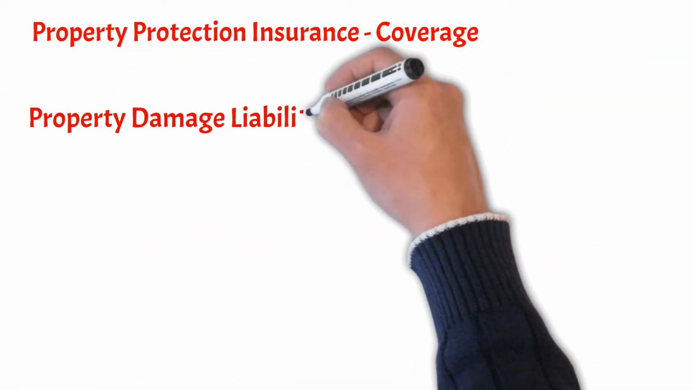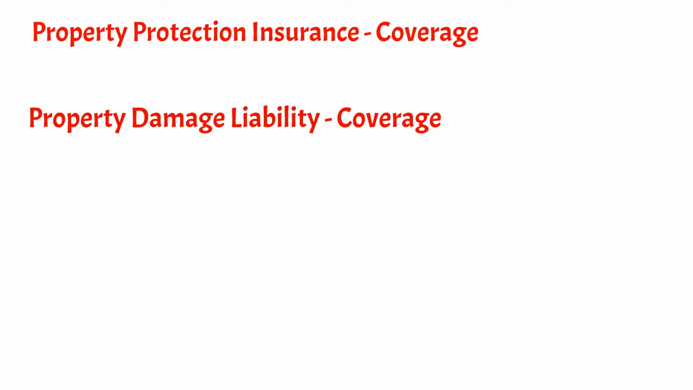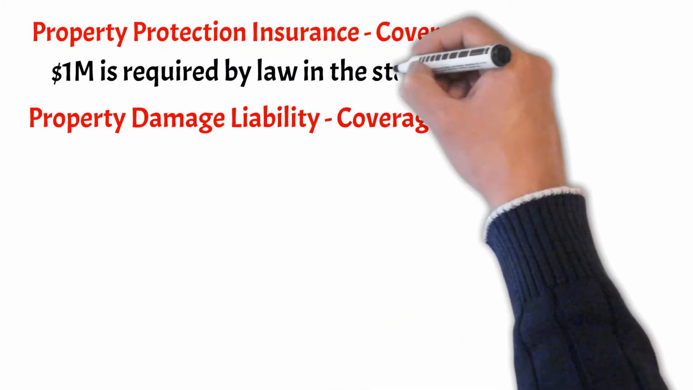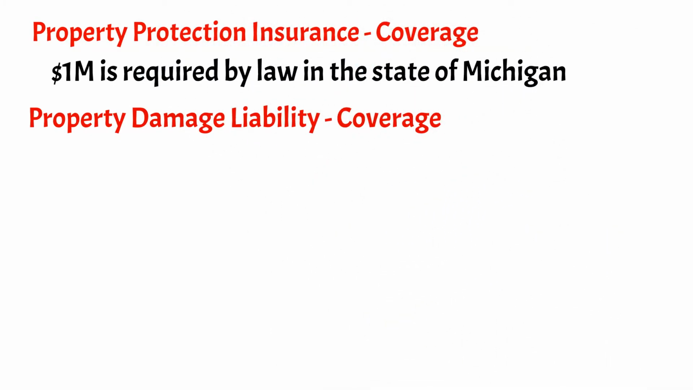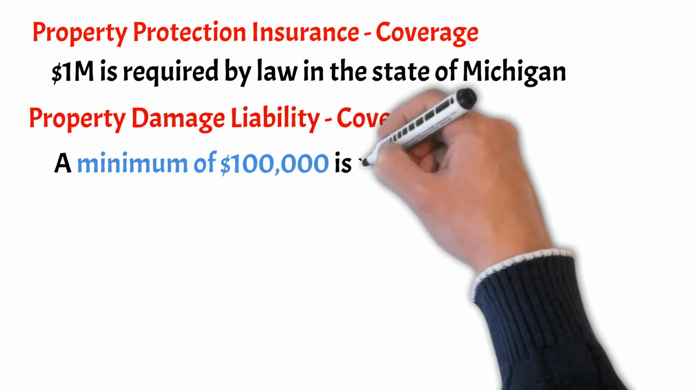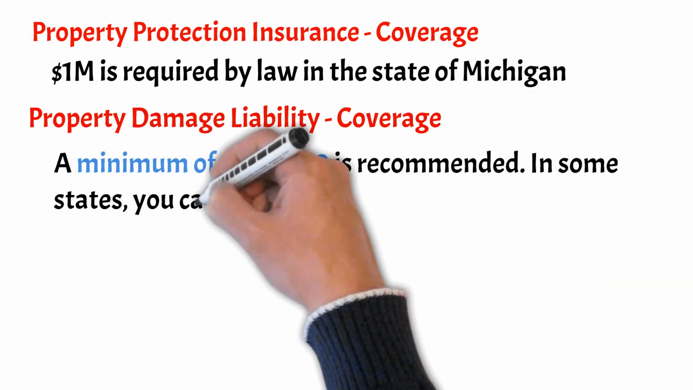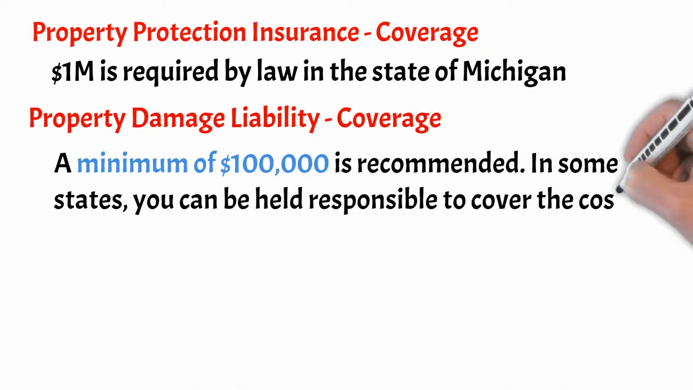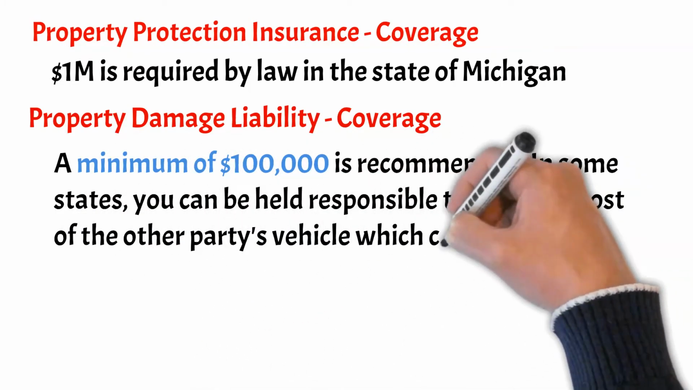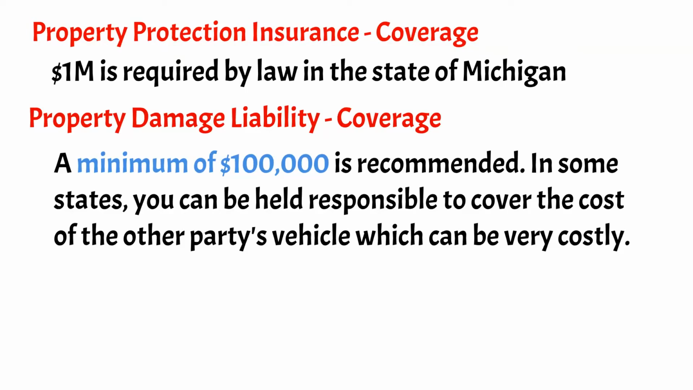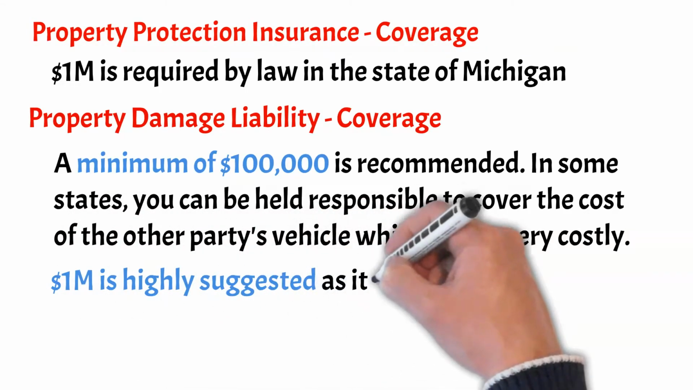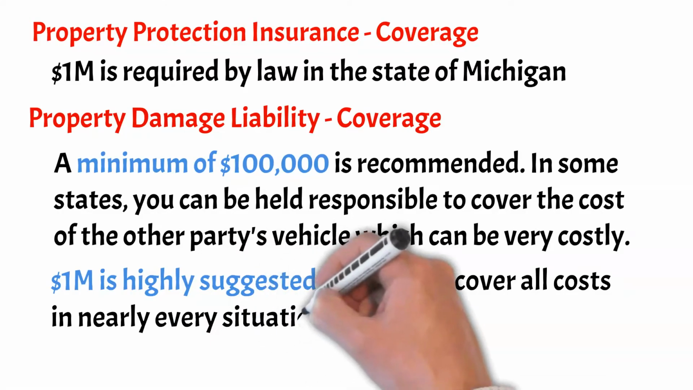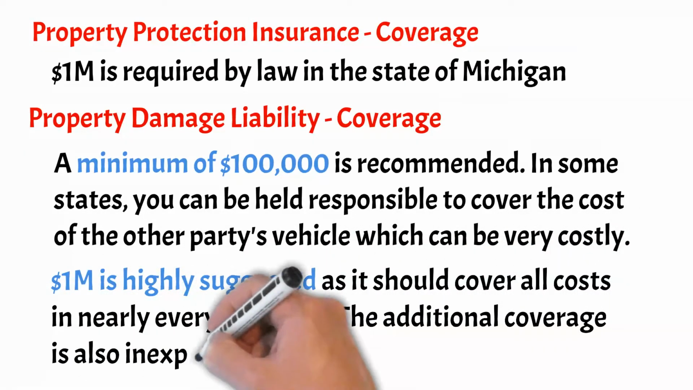For property protection insurance, the state of Michigan requires by law that you have at least $1 million of coverage. For property damage liability, a minimum of $100,000 is recommended. In some states, you can be held responsible to cover the cost of the other party's vehicle, which can be very costly. $1 million of coverage is highly suggested, as it should cover all costs in nearly every situation, and the additional coverage is also inexpensive. So, that about wraps up property protection insurance and property damage liability.